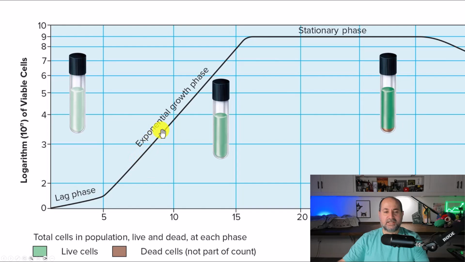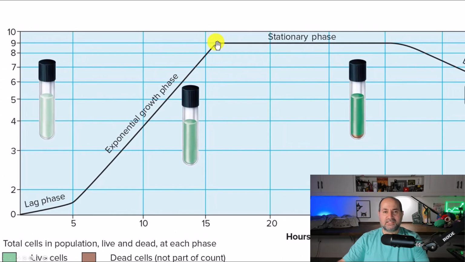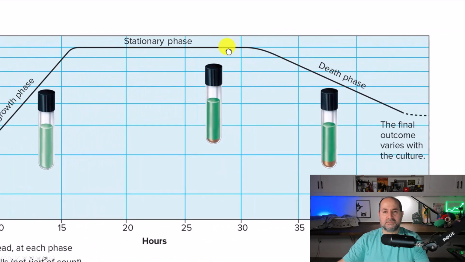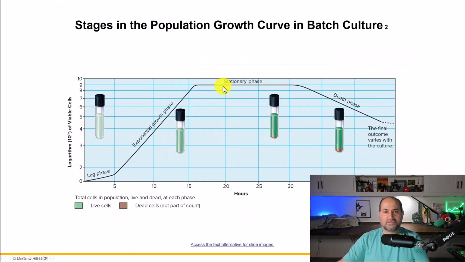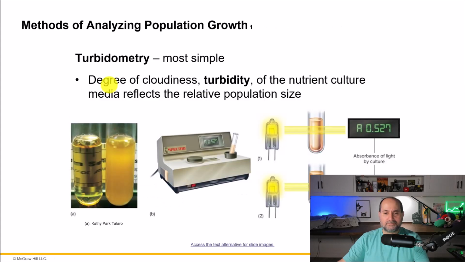Next, you enter the exponential growth phase, and that means that you're truly doubling every generation time. And then you enter the stationary phase when you've run out of some kind of important nutrient. And then over time, there is the death phase or senescence phase. And that's because bacteria, they've run out of nutrients. They're kind of floating around in their own debris and their own waste. And so they start to die off. Isn't that neat? So that's called the stages in a population growth curve in batch culture.